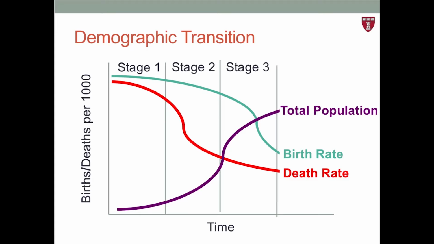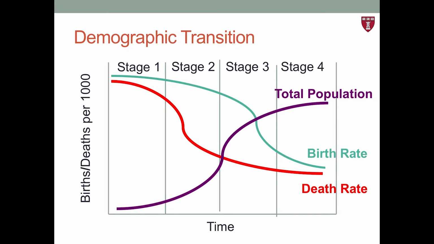And then what happens in stage 3? Death rates continue to decline. We see birth rates then fall, but because birth rates remain high for so long, we see a sharp increase in the total population. And then by stage 4, what's happened?